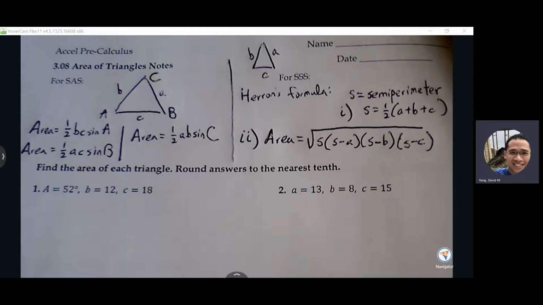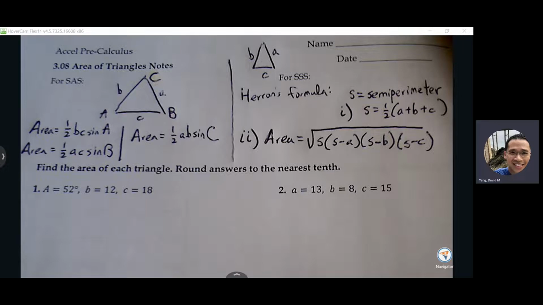Now, if you're given side side side, then there's two things we need to do. First, we need to find something called the semi-perimeter. We know what perimeter is. Perimeter is adding up all the sides of a triangle, or all the sides of a geometric shape. A semi-perimeter is half of a perimeter. So basically, we add up the sides and divide by 2, or multiply by 1/2. That will give us our semi-perimeter.